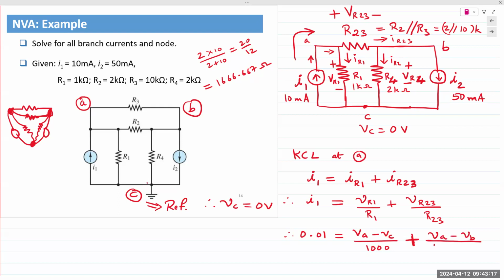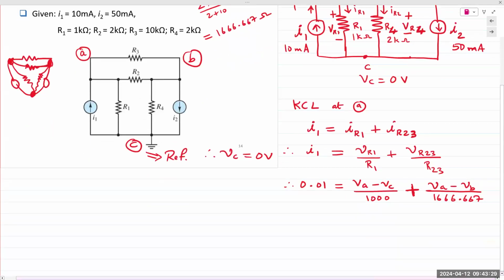VA minus VB divided by 1666.667. So now, once you have plugged in all the known values, you can go ahead and reduce this expression. It's a set of linear equations, so you can solve this any way you want. You can plug this equation as it is into any solver, into your programmable calculators. I talked about MATLAB in last class. You can use MATLAB if you wish. Any way you want. Matrix determinants method, there are several ways to solve this.